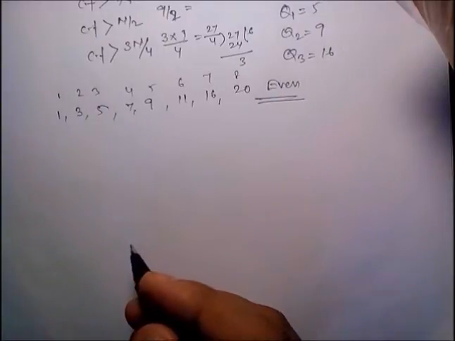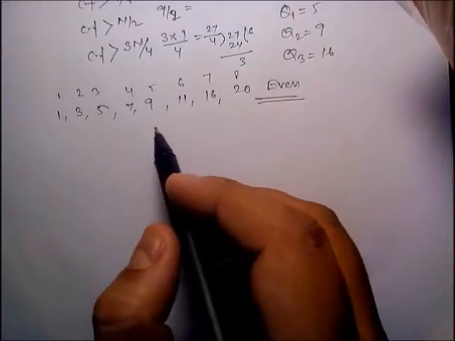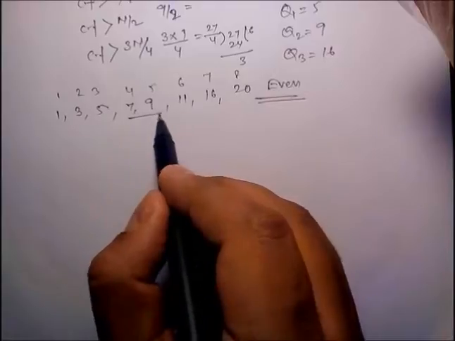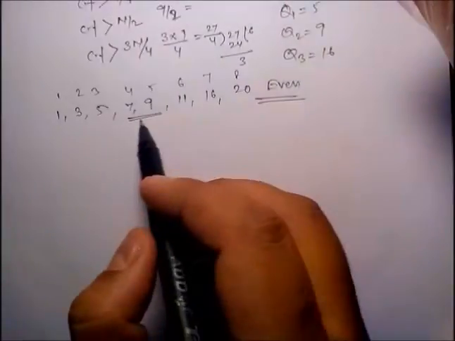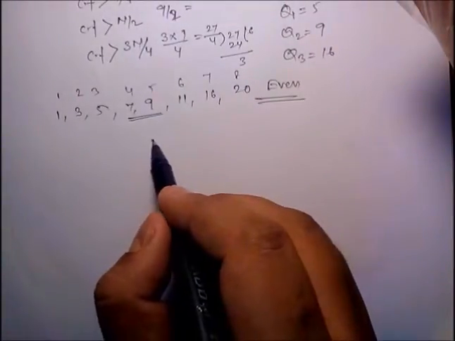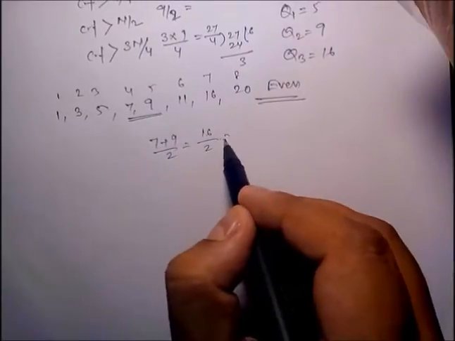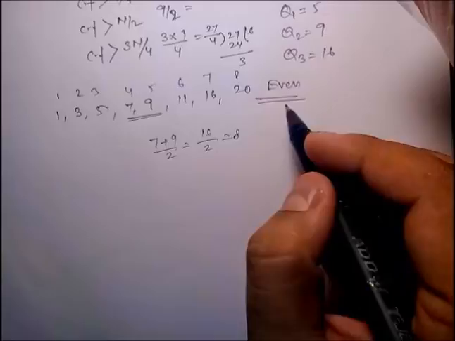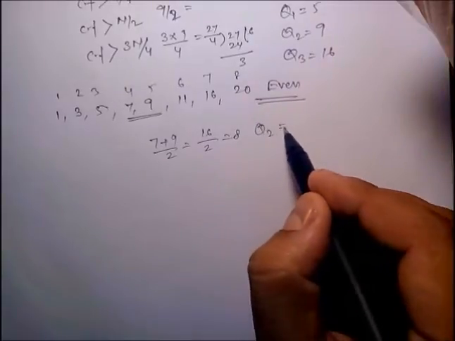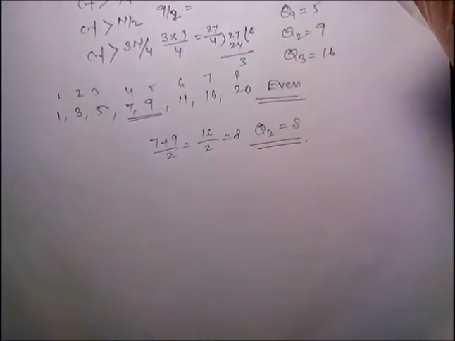Q2 is nothing but our median value, and already you know how to calculate the median value. Identify the middle two values. The middle two are 7 and 9, so 7 plus 9 by 2, it is 16 by 2, it is 8. So the Q2 value is 8. Now the question is how to calculate Q1 and Q3.